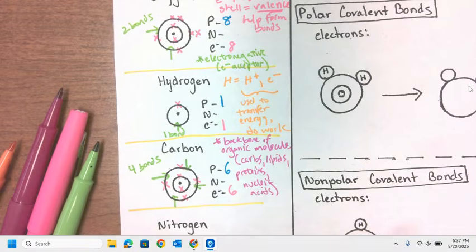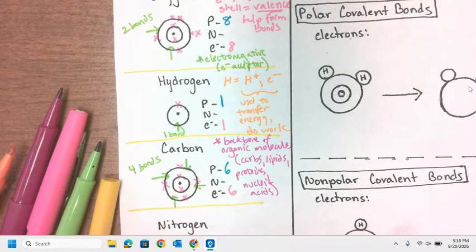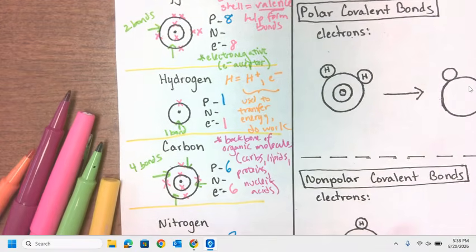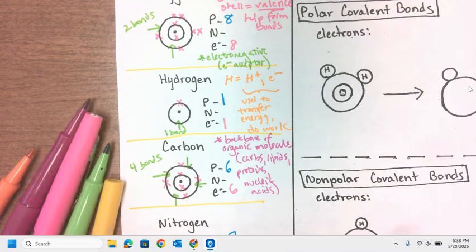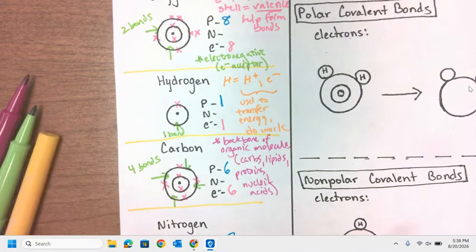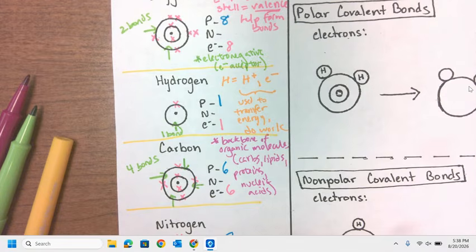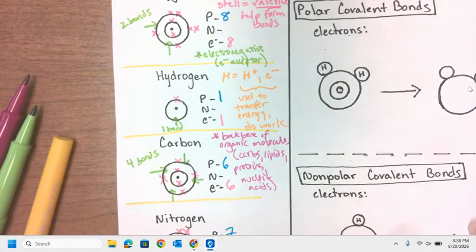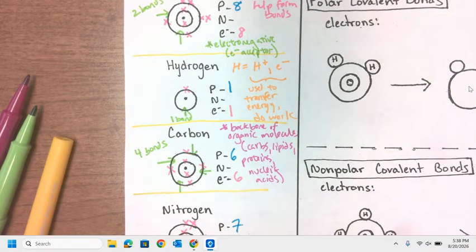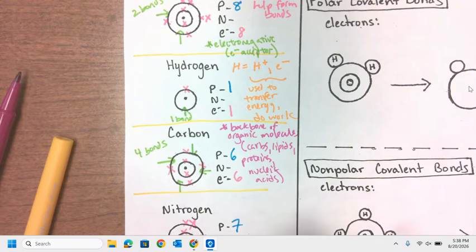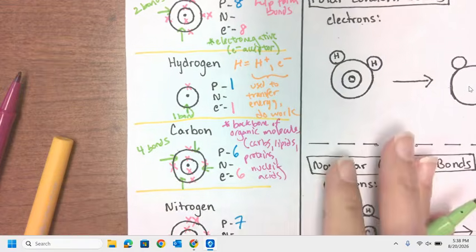Next, we have nitrogen. Nitrogen has 7 protons and 7 electrons. Okay, so again, protons are in the nucleus, and then 1, 2, 3, 4, 5, 6, 7. Okay, which means that nitrogen easily forms 3 bonds. 1, 2, 3.